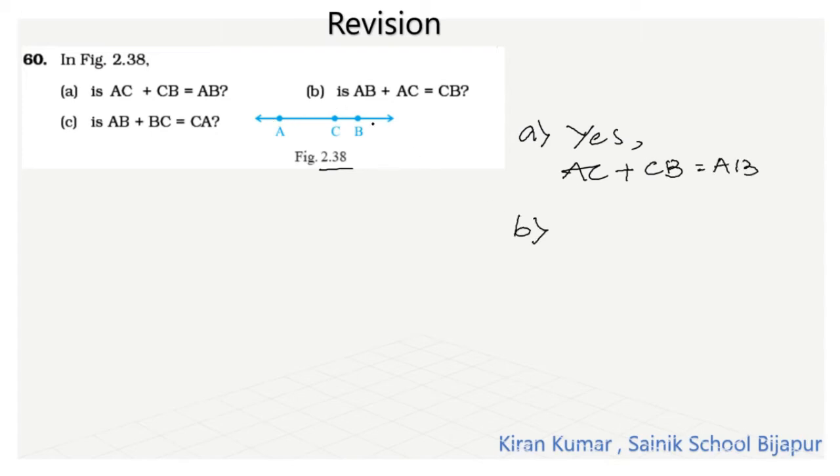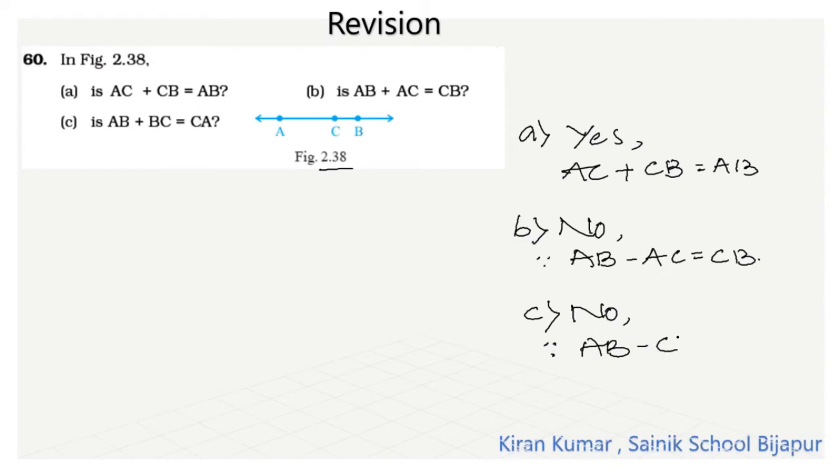Whereas in the second, AB plus BC equal to CA is not possible. AB plus AC equal to BC is also not possible. The reason is AB minus AC will be equal to CB. Instead of plus sign there, it has to be minus. Same way, the third one is not possible. The reason is AB minus BC will be equal to CA.